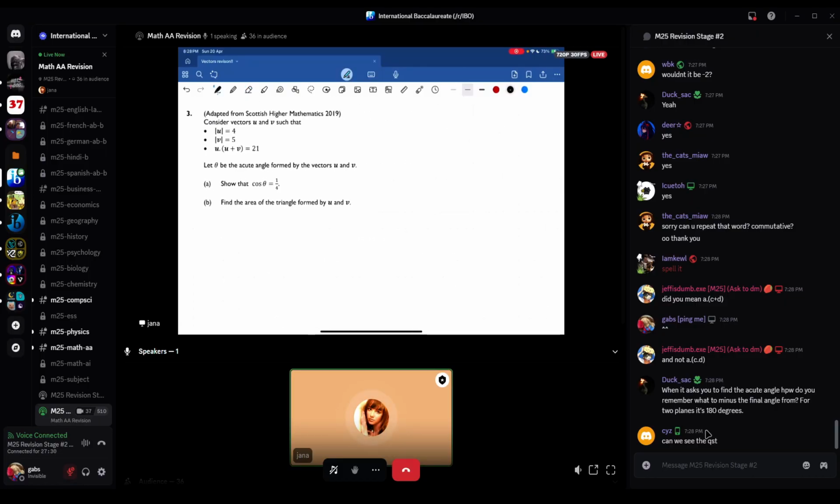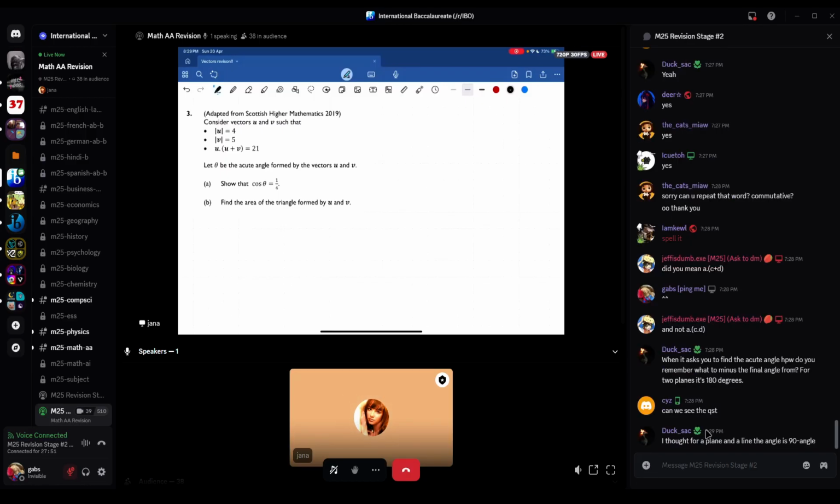So here we have 2 vectors, and we know that the magnitude of u is 4 and the magnitude of v is 5. And we know that u dot u plus v is 21. And we know that the acute angle between those two is theta. So we have to show that cosine theta is 1/4.